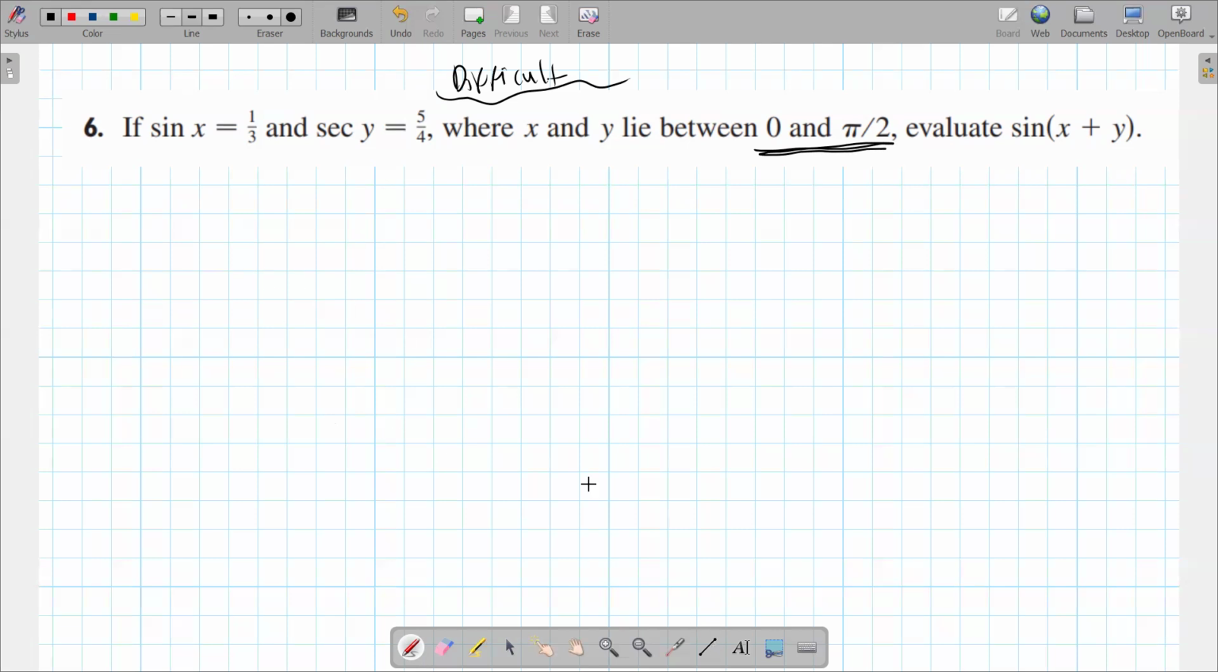The angle is between 0 and pi over 2. Which quadrant? The first one. So should we be getting any negative values in the first quadrant? No, right? So here's what I'm going to do. I'm going to make two triangles in the first quadrant. Sine of x. So let's make this to scale. Why not? Sine x is 1 over 3.